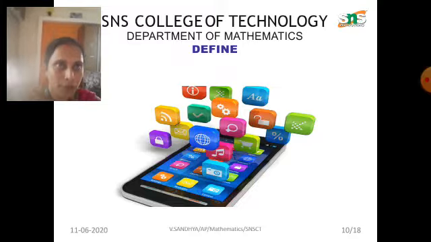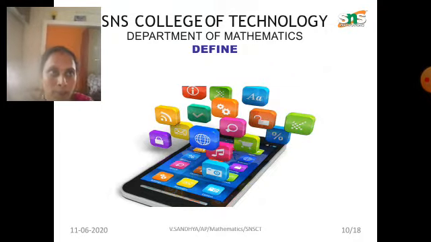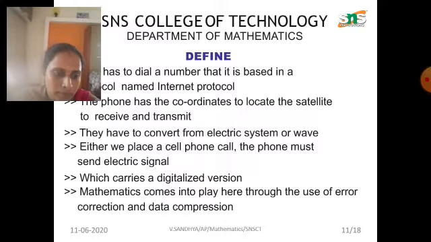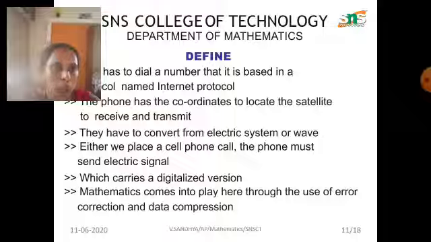Next we see the define part. After knowing the problem of the consumer, we should list the difficulties in a particular problem. Here what we list are: one has to dial a number that is based on a protocol named Internet Protocol. The phone has the coordinates to locate the signals to receive and transmit.